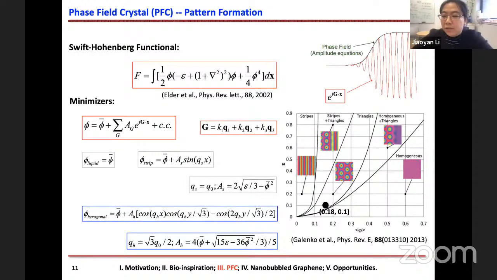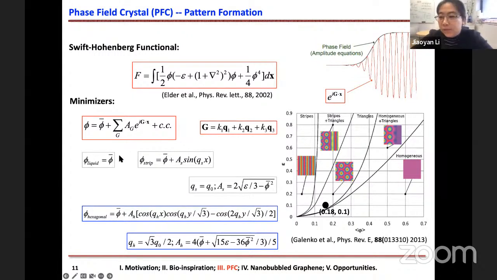So the PFC starts from a similar construction as the phase field model. So it starts with the construction of the free energy functional, and we are looking for the solution which can minimize this functional. And to find this minimizer, it is convenient to write the density profile in terms of the reciprocal lattice vectors and the amplitude. So once we identify the wavelength and the periodicity, the pattern of the density field can be defined. So for a 2D pattern, it usually involves like 3 phases.